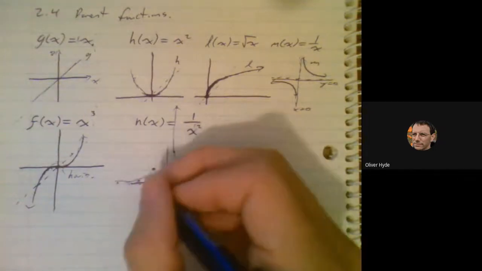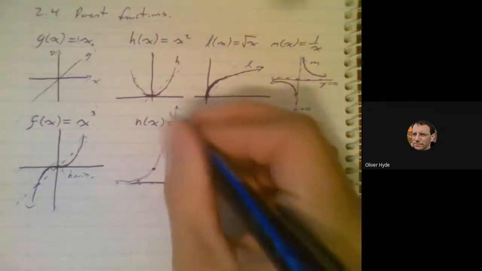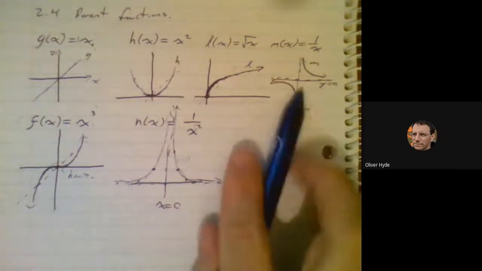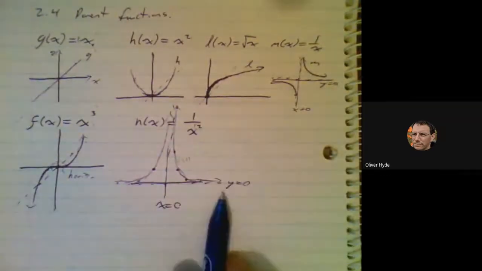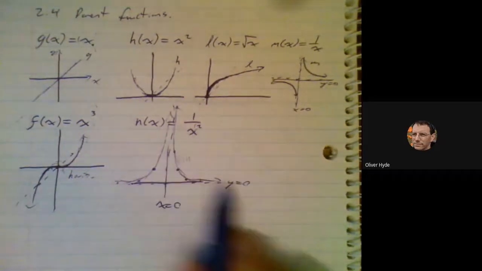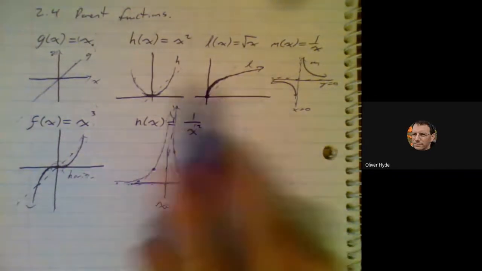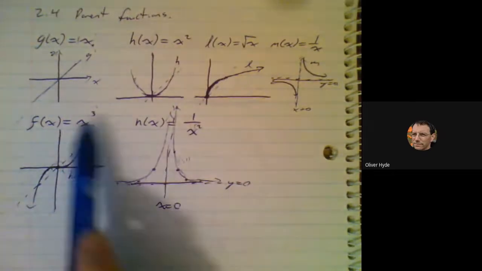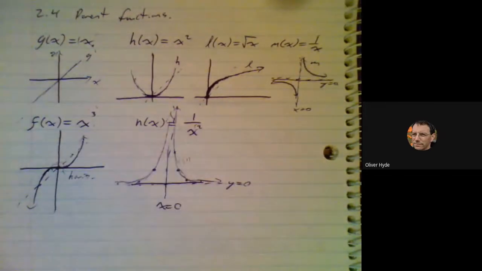I end up with a curve that has some features similar to my parent reciprocal. It has asymptotes at x equals 0 and y equals 0. It changes shape relatively quickly. It has some features related to h as well. Again, we're not going to be doing transformations of these two. We're not going to consider them parent functions in our course.